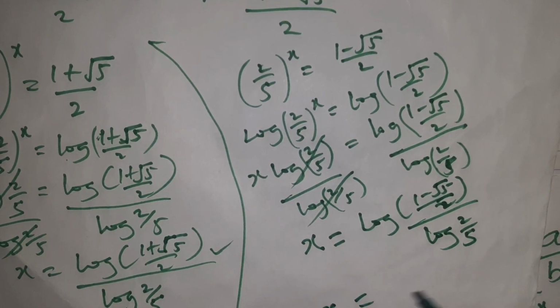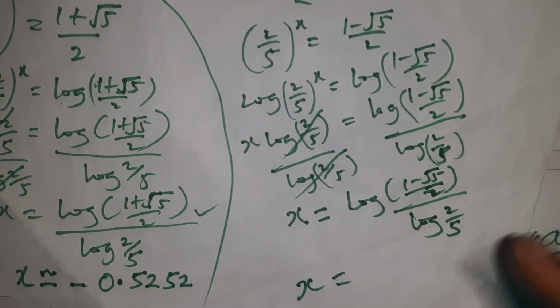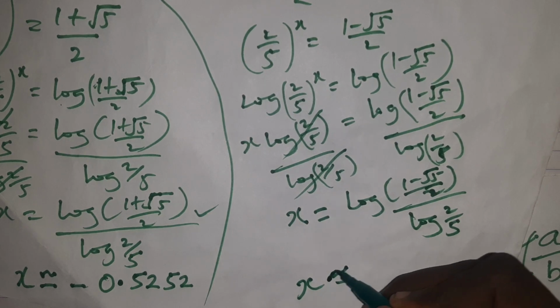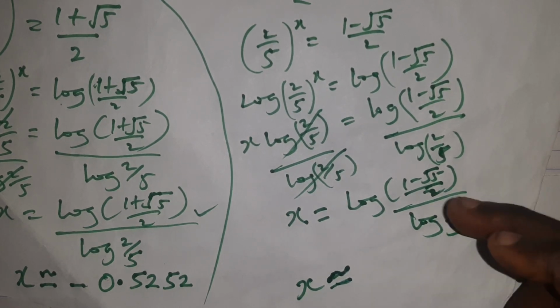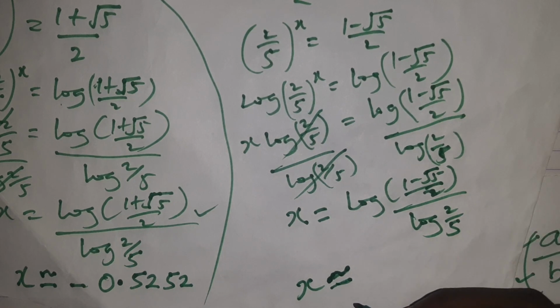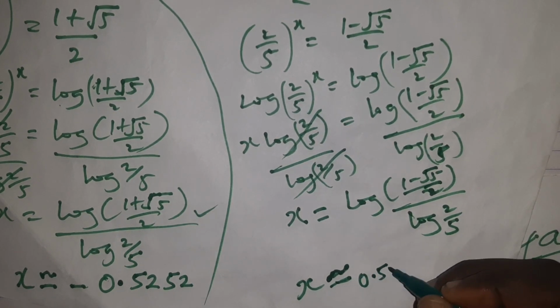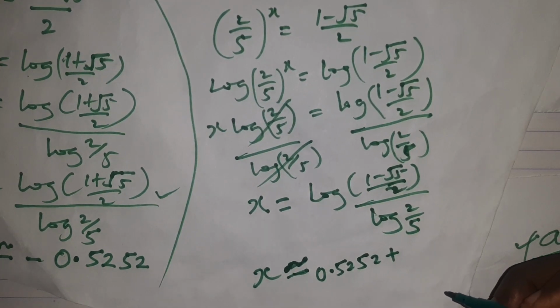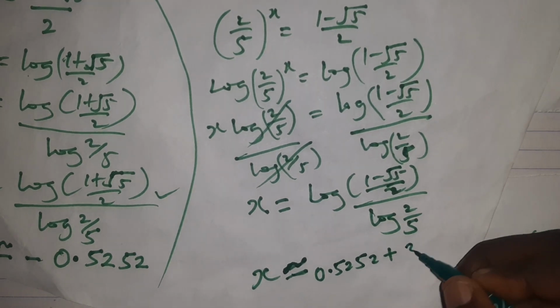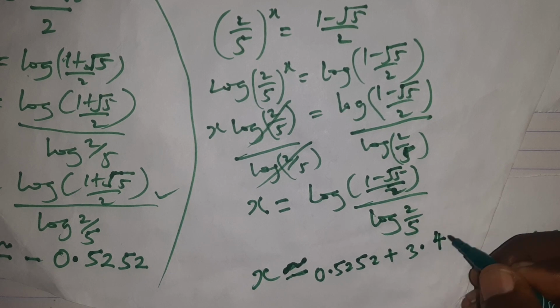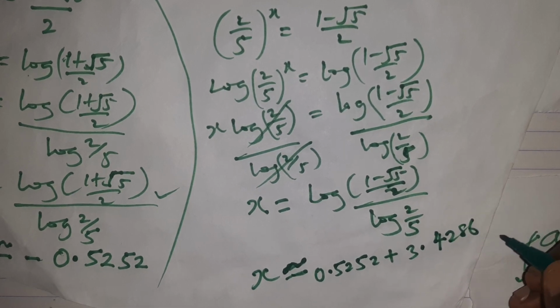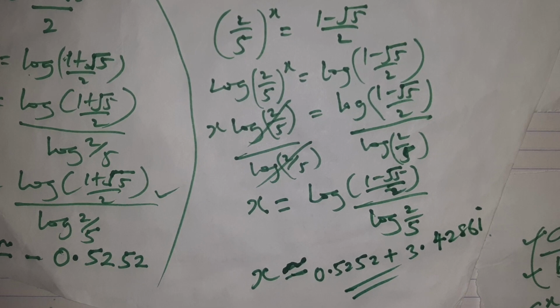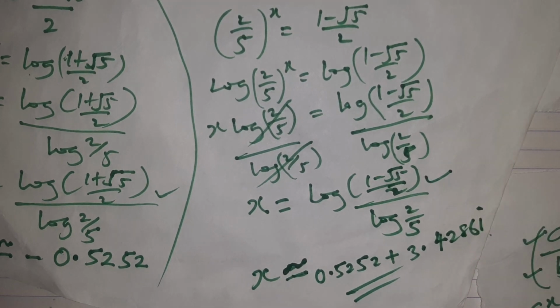Then if you put this into your calculator, you get x is approximately equal to, this will give you an imaginary value. It's going to give you 0.5252 plus 3.4286i. So that's it. This is the exact value and this is your approximate value of x. So that's just it.